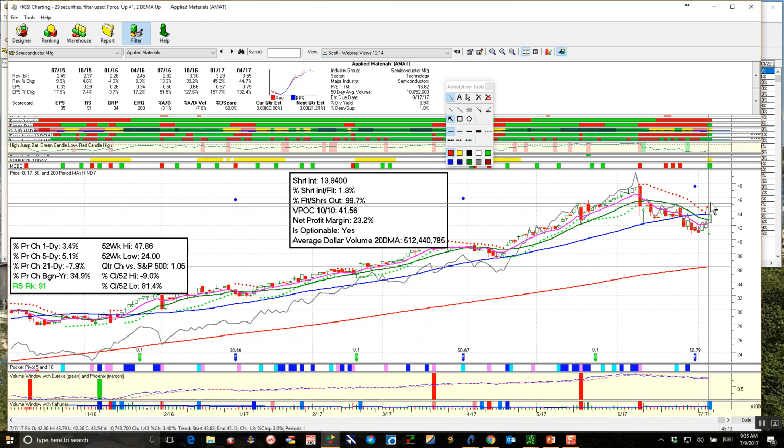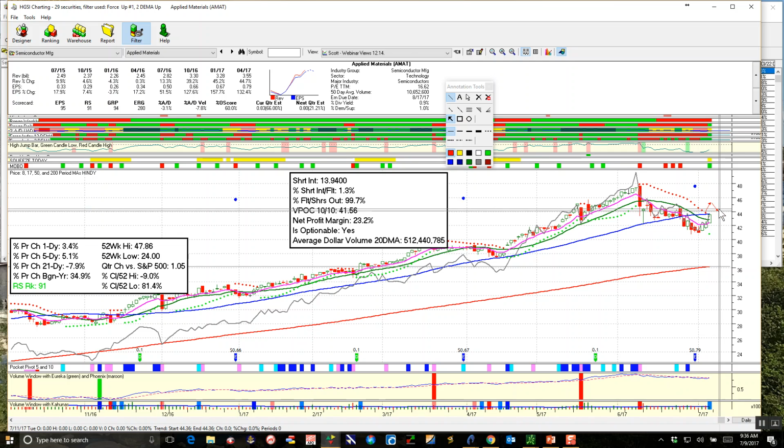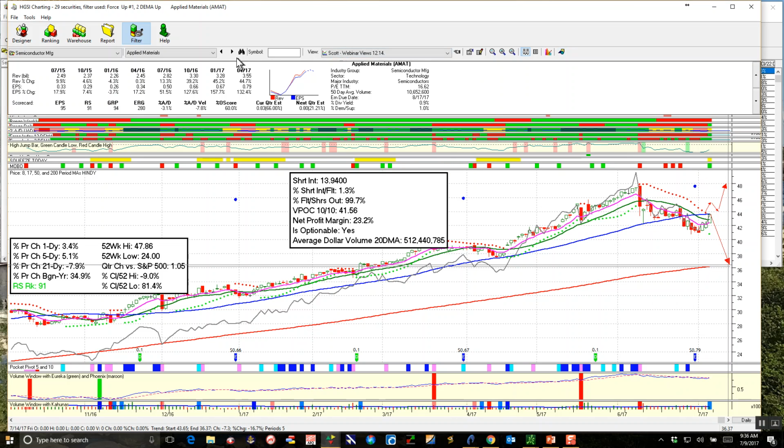I'd like to see it do this and then go up and retest, but one has to be concerned that it's just going to do this. So these two are options. I'm going to watch it. I'm not jumping on it on Monday, and I'll be watching my position.